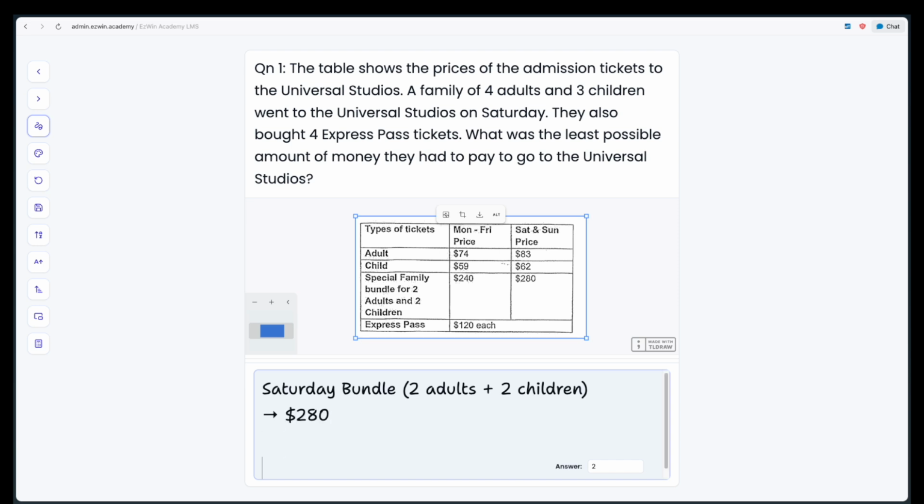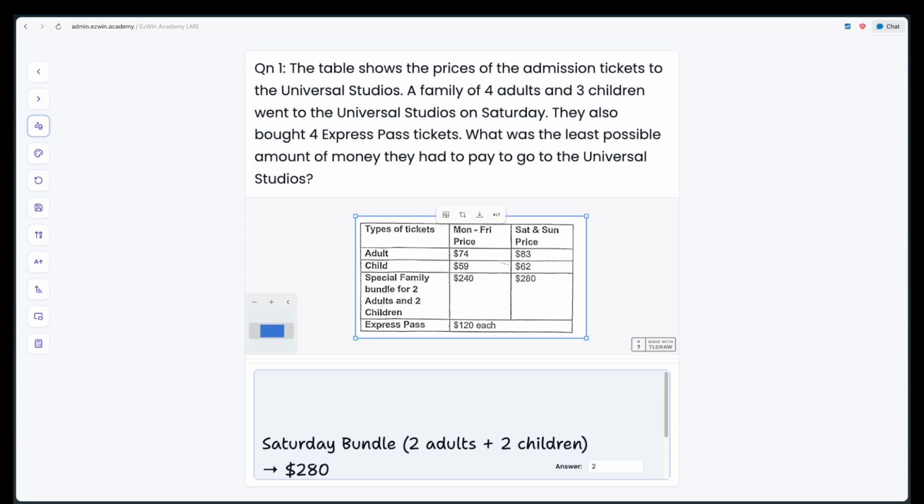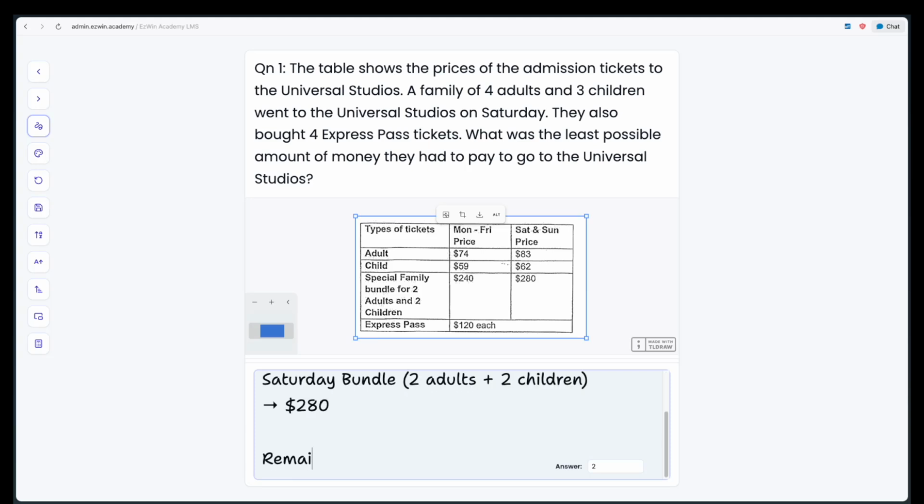Okay, so now what are we left with? So a family of 4 adults. So I'm just going to put here 4 adults and 3 children. So total will be equal to 4 adults and then plus 3 children. So then we will have remaining, right? 2 remaining, 2 adults plus 1 child.